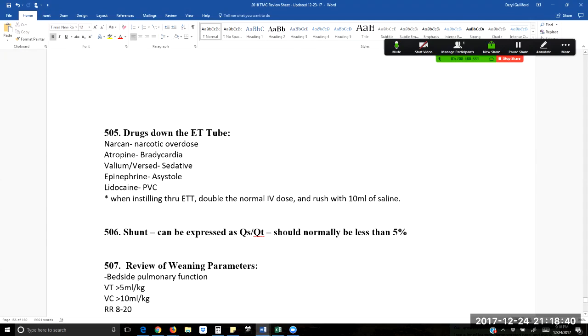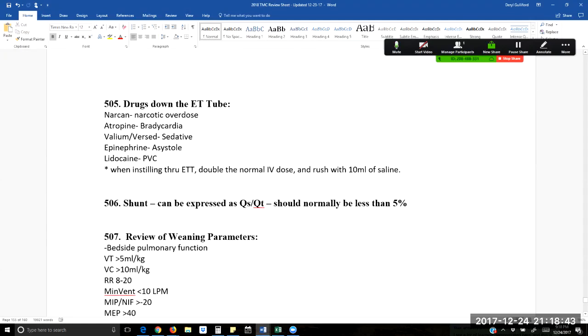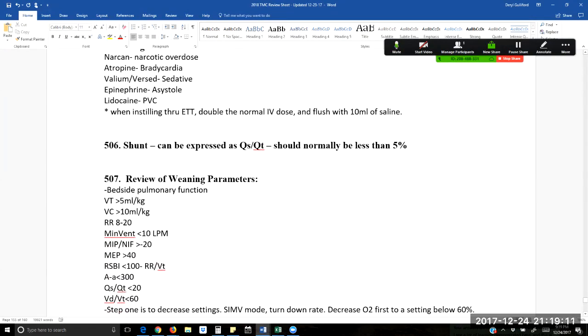Here's just a review of the drugs down the ET tube and why you might use those. Narcan for narcotic overdose, atropine for bradycardia, Valium reverse for sedation, epinephrine for asystole, and lidocaine for PVCs. Now what you do is you double the IV dose. I don't think everybody knows that. You double the IV dose and then flush. That should say flush with 10 milliliters of saline. Okay, shunt can be shown as QS/QT. So they might use the word shunt or they might use QS/QT, and it should normally be less than 5%.